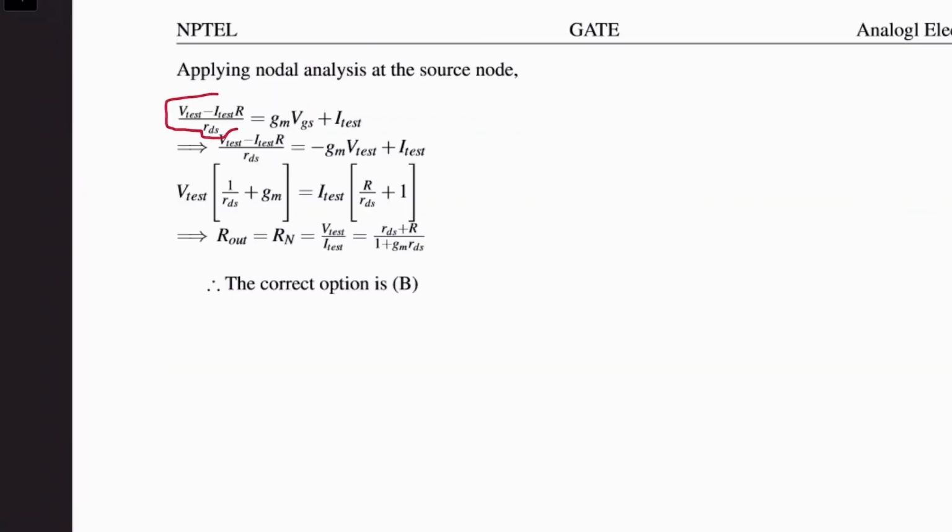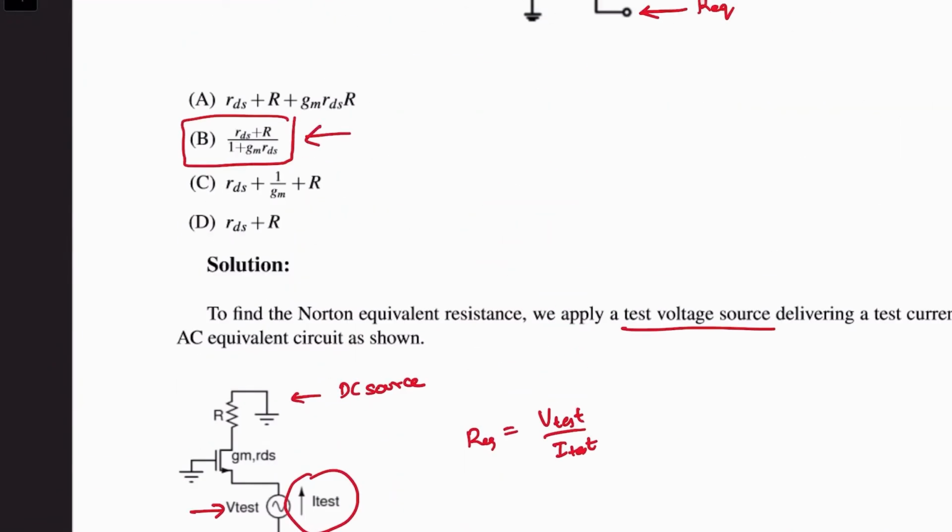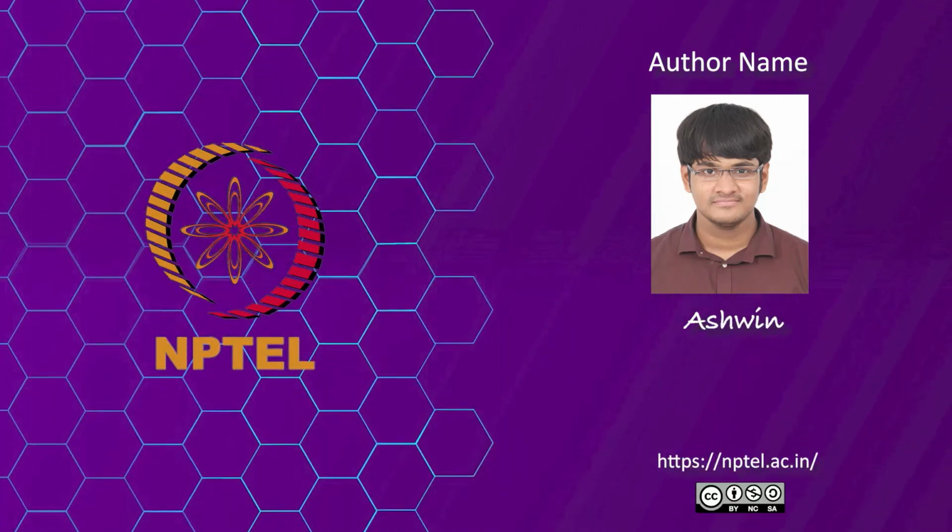So solving this equation further, and taking terms on the appropriate side, taking common V test on the LHS and I test on the RHS, we will find that V test by I test, which is the Norton equivalent resistance and incidentally the output resistance of this amplifier, will be the following equation: rds plus R divided by 1 plus gm rds. Thus the correct option is B.